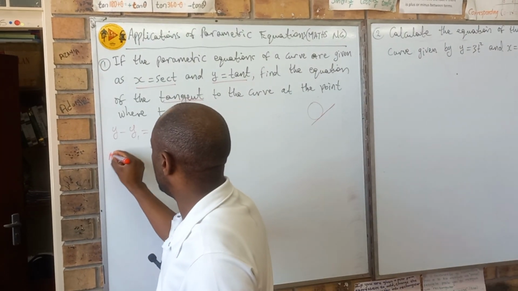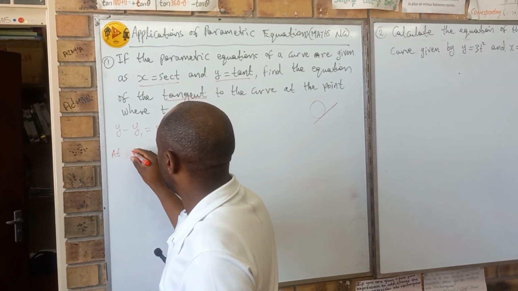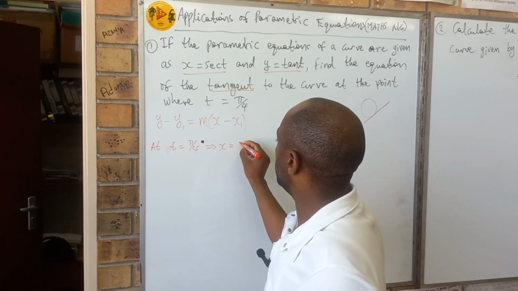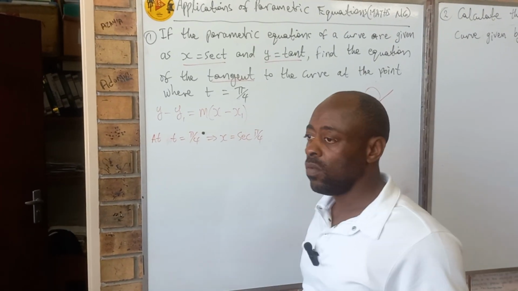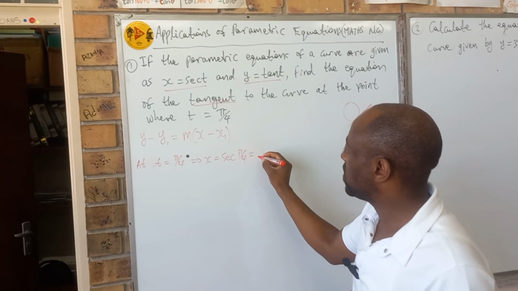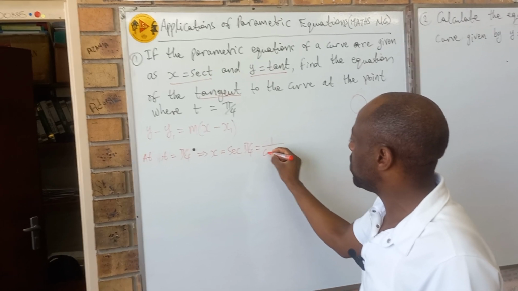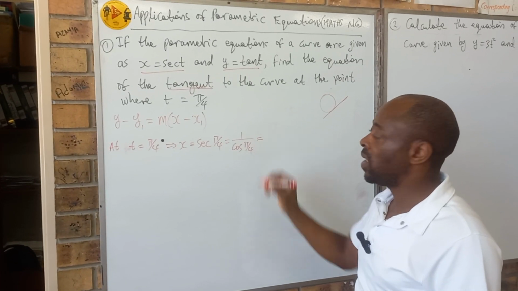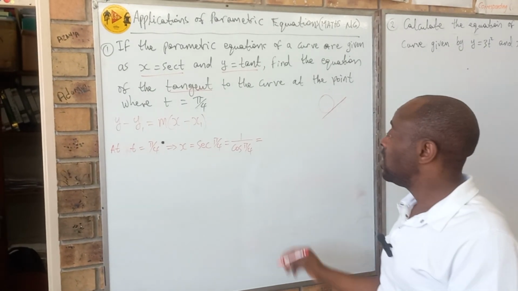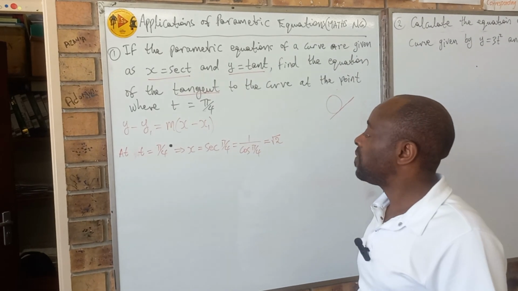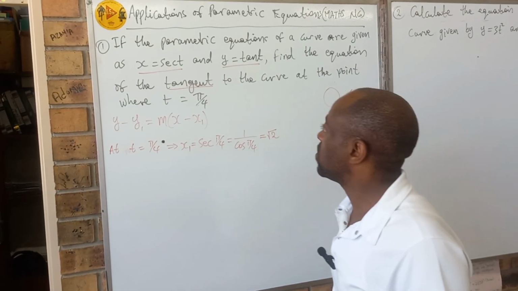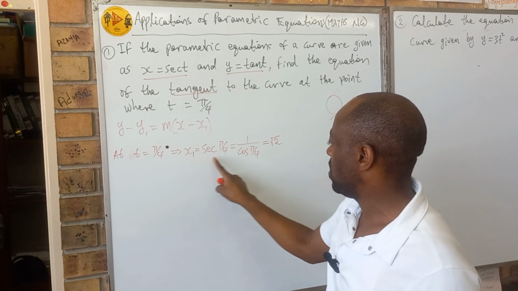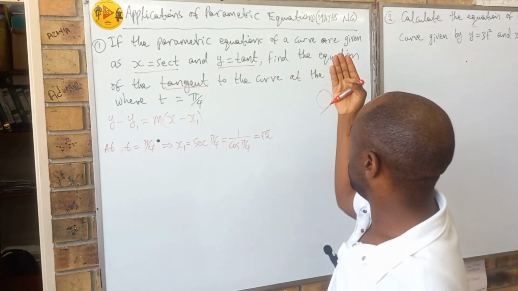So I will start by saying at t equal to pi over 4, my x will become the sec of pi over 4, and we know that in our calculator there is no sec, so you must understand it as 1 over cos pi over 4. If you punch that into your calculator, making sure that your calculator is in radians, that should give you root 2. So we are done with our x1. As simple as that.